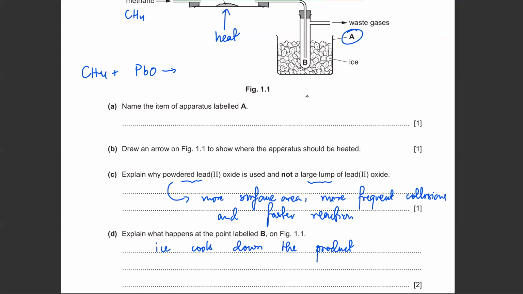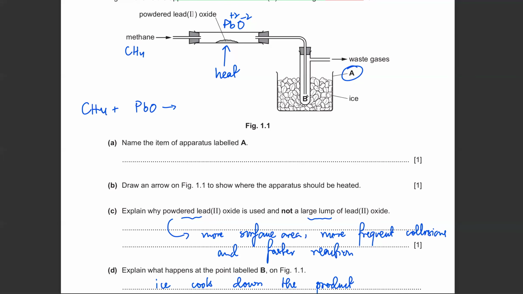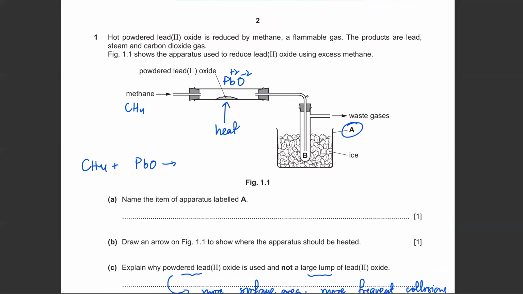If the ice cools down the products, whatever they're producing. But did he mention anything about the products? The products are lead, steam, and carbon dioxide. All of them are going to get cooled down, but what will happen to one of them? Although it's not asked, where would you find lead as a product in this whole apparatus? At B? Not at B.